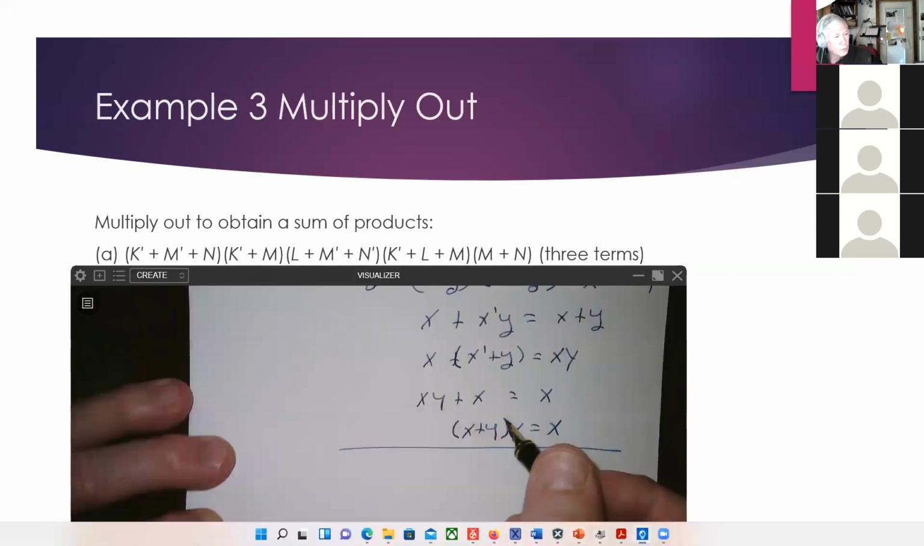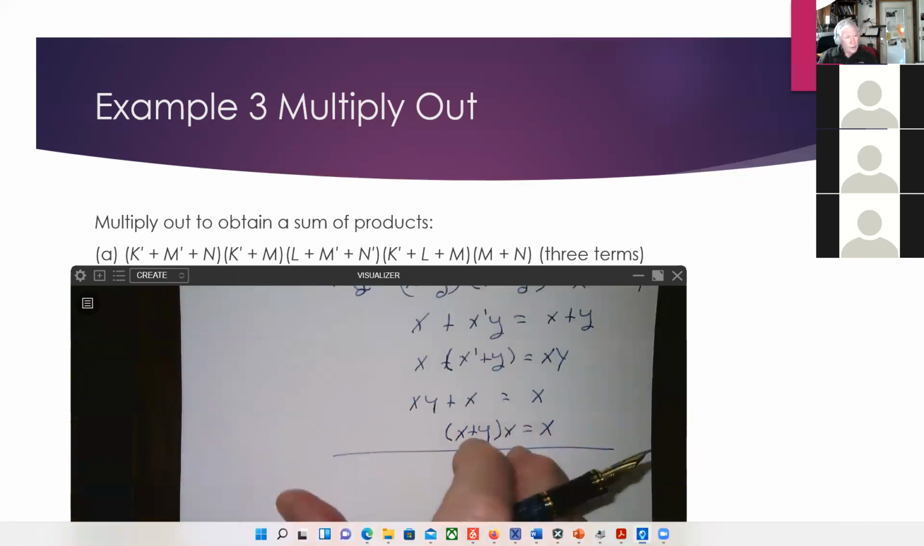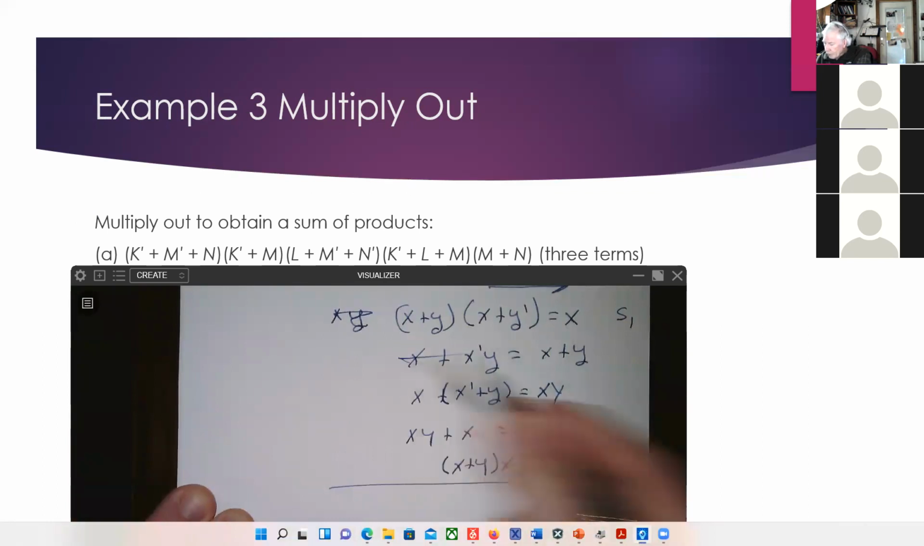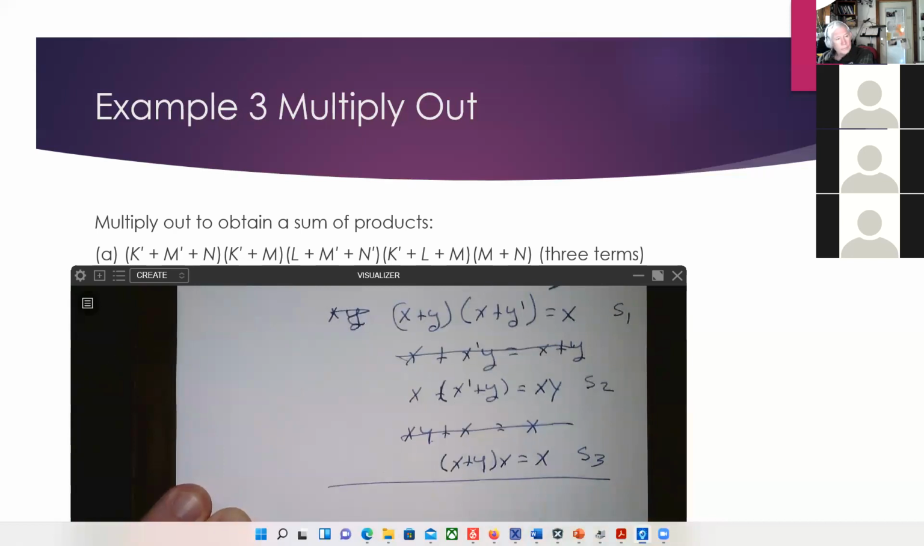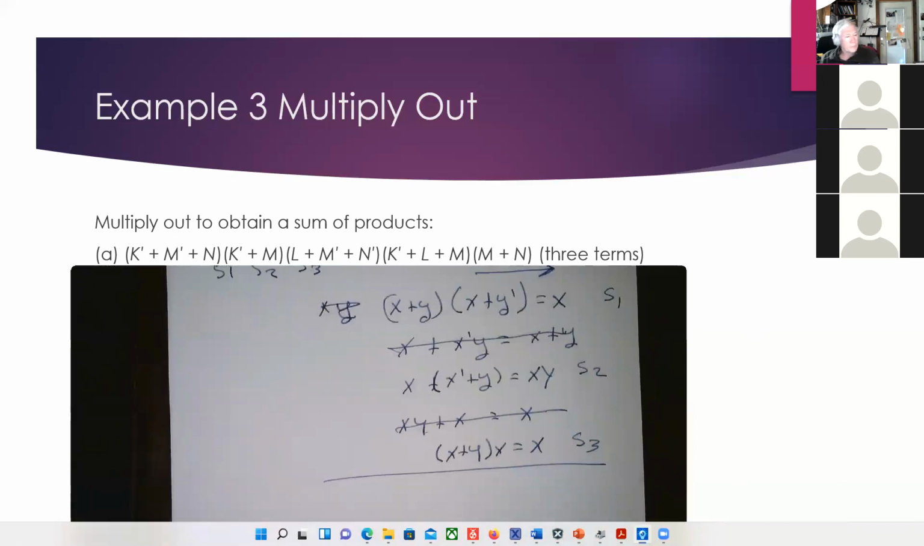So there are theorems. What do you see that we might be able to use on this problem? Can you simplify it? Can you apply any of these simplification theorems? S1. So this is the SOP form. So S1, S2, or S3. Does anybody see any? Do you see any examples where you can apply S1? Or do you see any examples where you can apply S3?